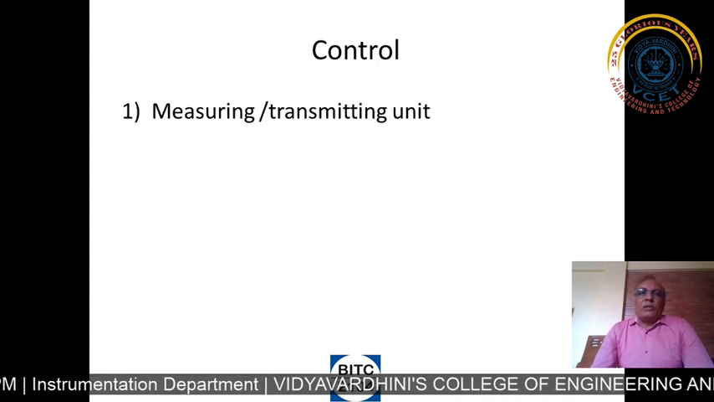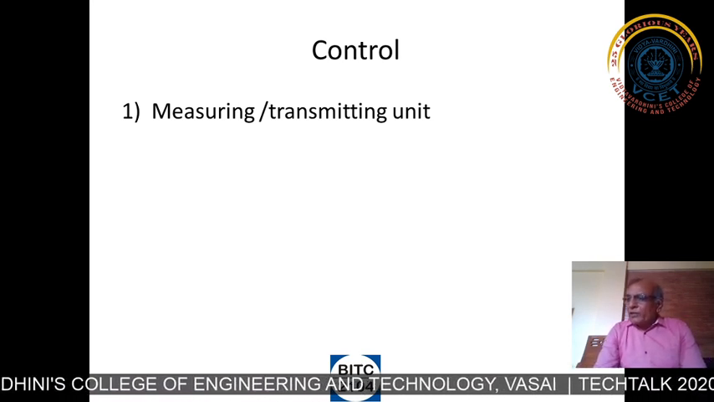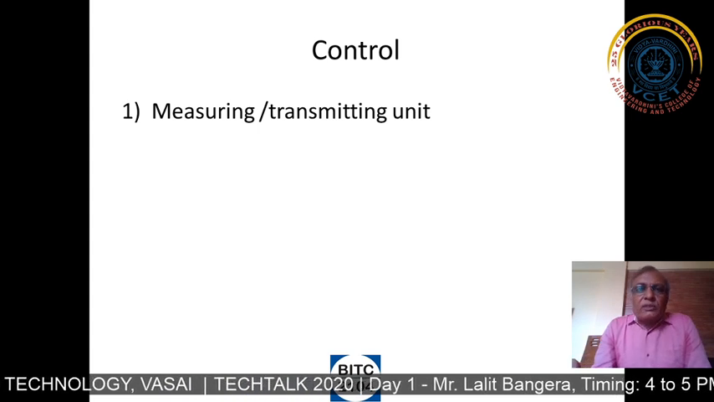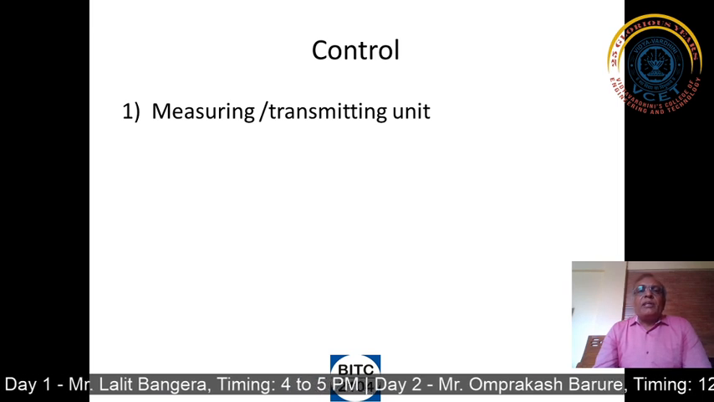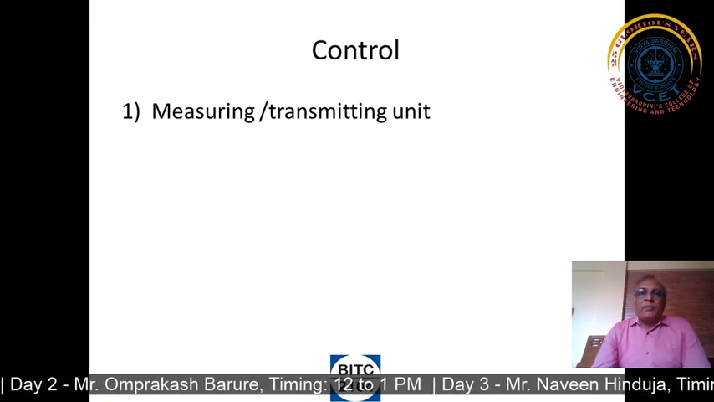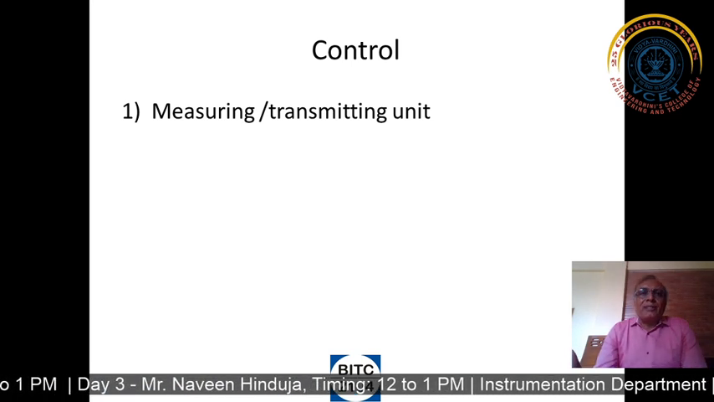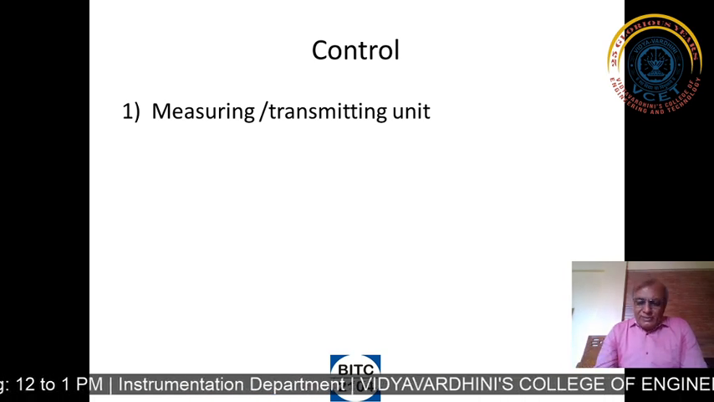Control consists of what? It consists of a measuring and transmitting unit. Measuring unit means the last slide, all these three blocks. You need all these three blocks, right? And in addition, you might need something which will convert into a signal that can be transmitted to a long distance. That standard transmission signal is 4 to 20 milliamperes, a DC current. So we need additional signal conditioning, nothing else.